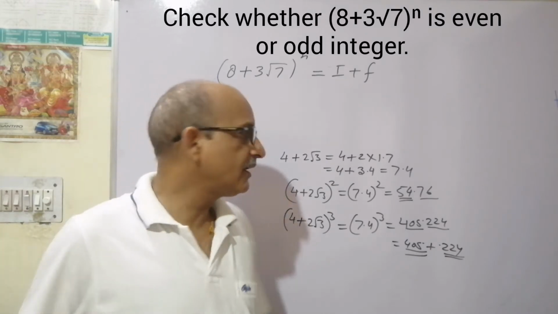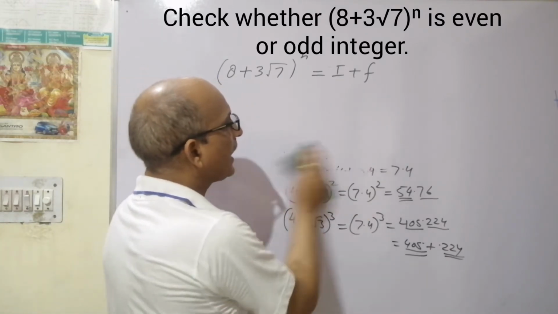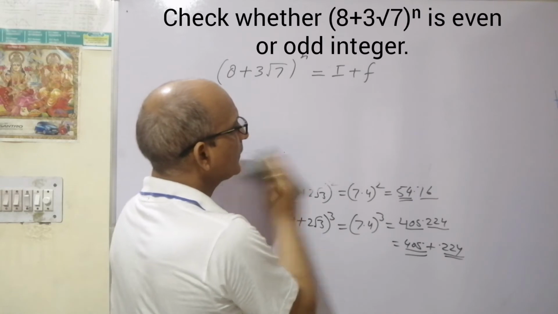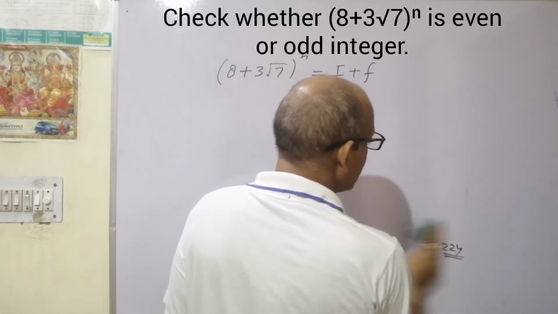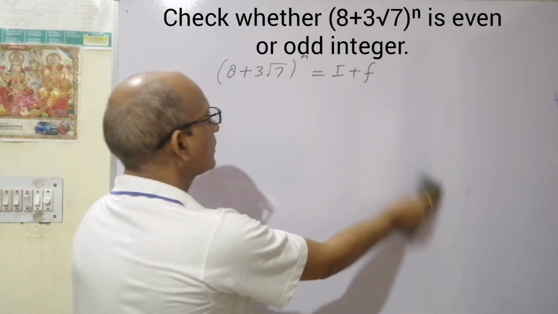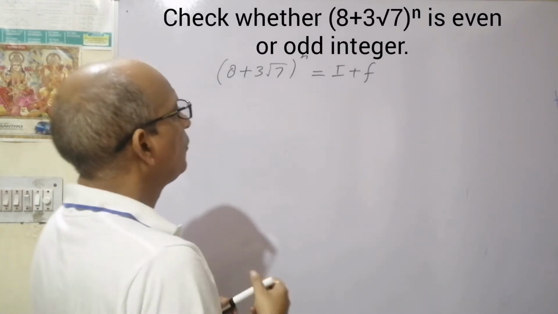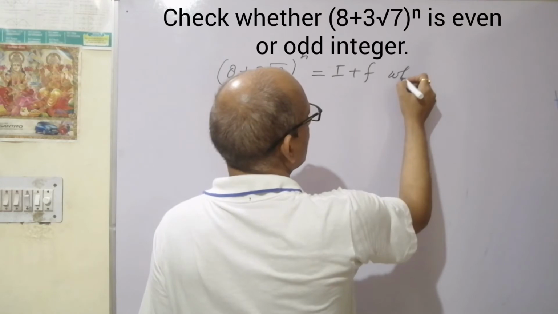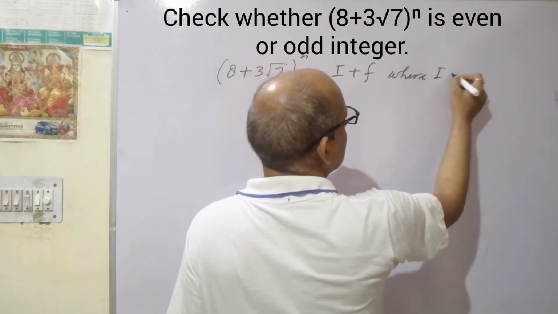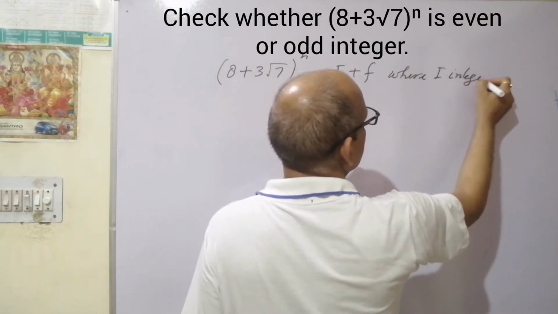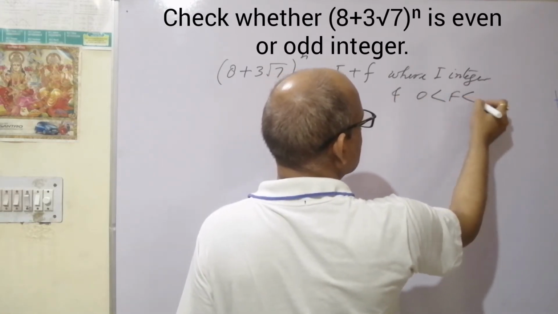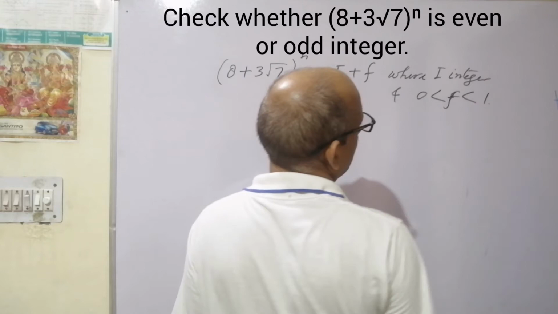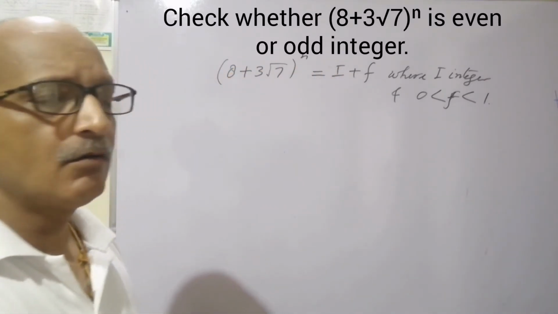So we can write 8 + 3√7 as I + f, where I is an integer and 0 < f < 1. That means f lies between 0 and 1.